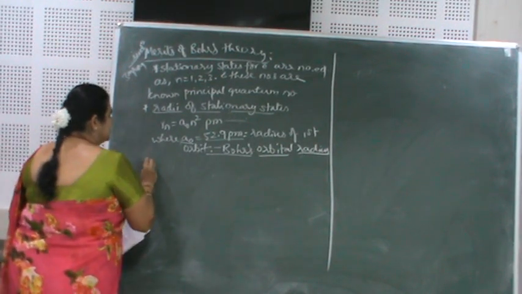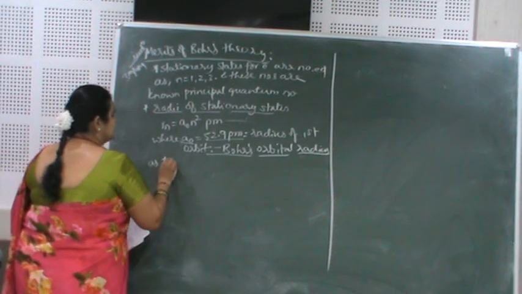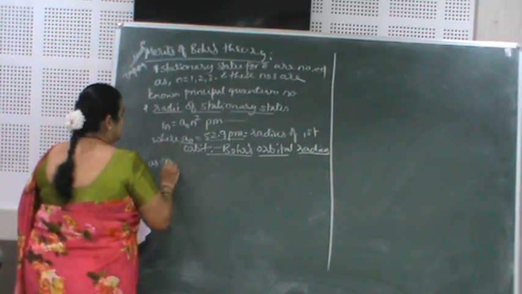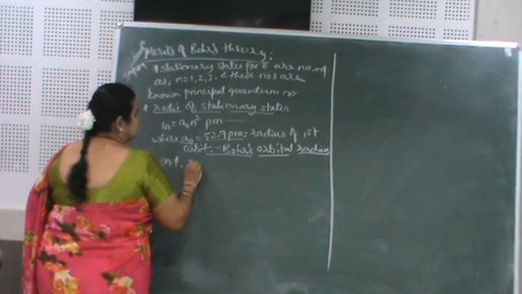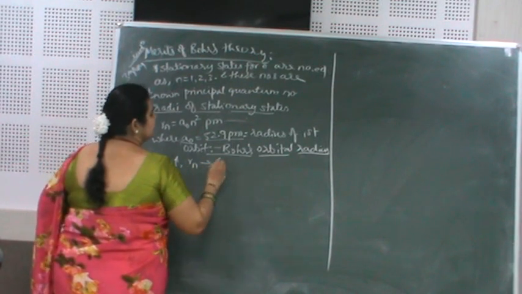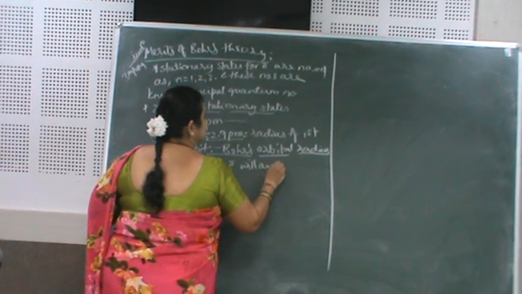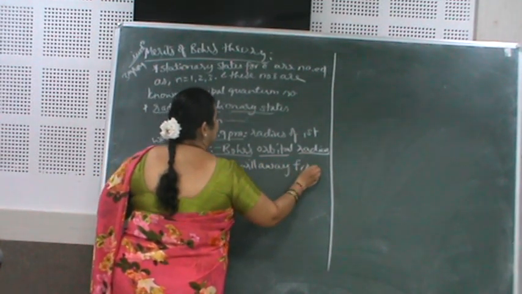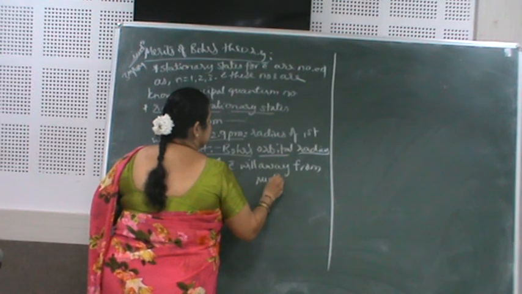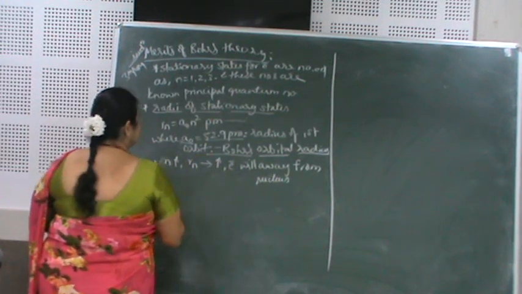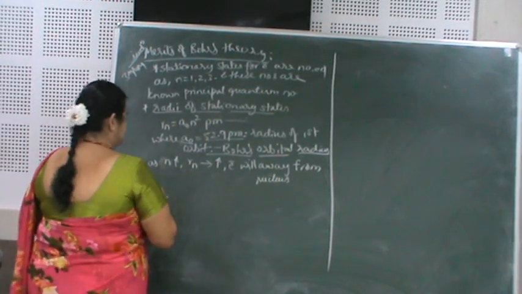So here one note is that as n increases, the radius also goes on increasing, and the electron will be away from the nucleus.